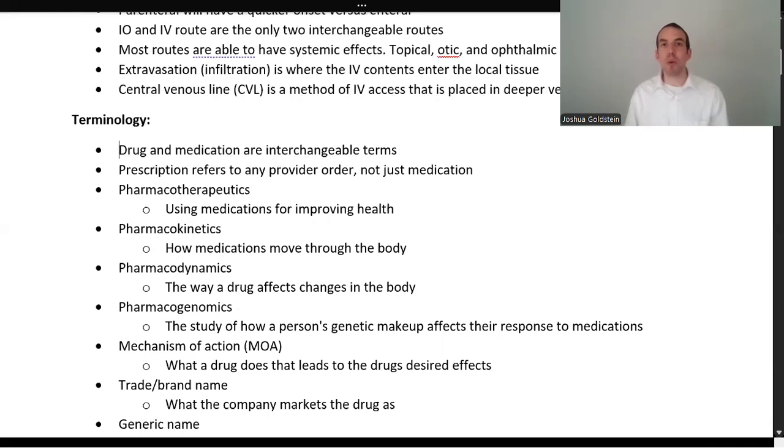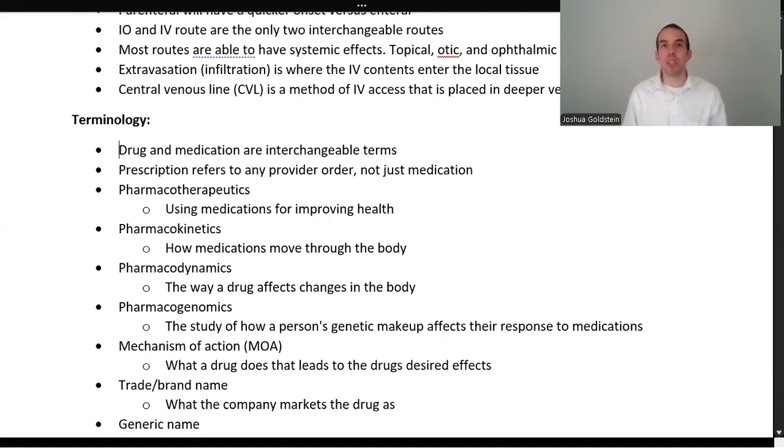You can't just take a PO pill and give it vaginally. There's no such thing. It has to be labeled for the specific route. However, any medication that is labeled for the IV route can always be given via the IO route, and there's no other rule like that. But IV and IO are completely interchangeable.